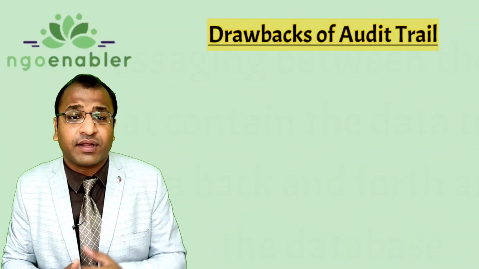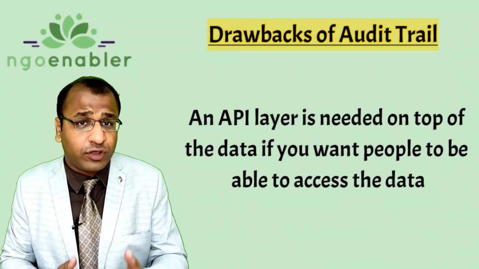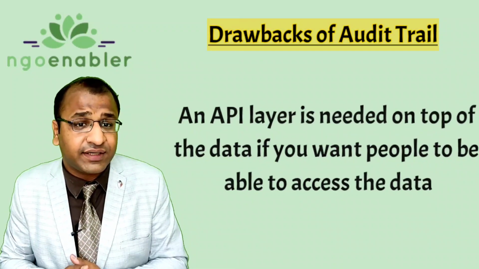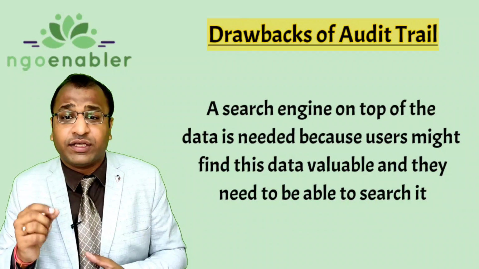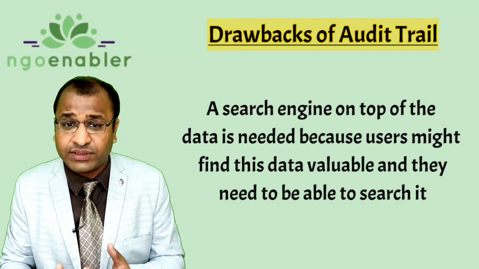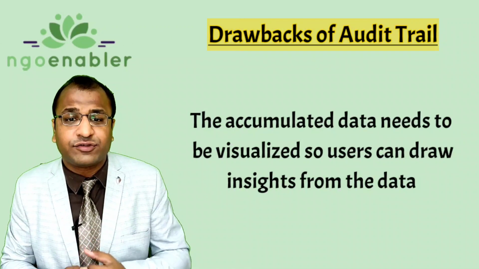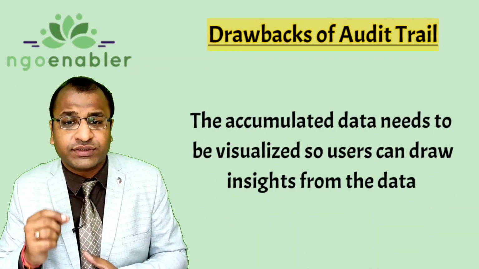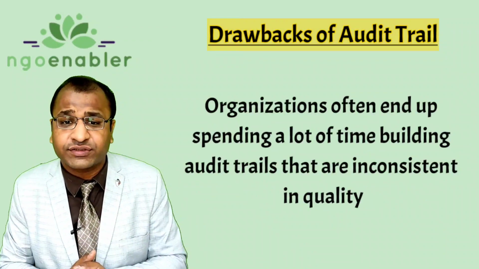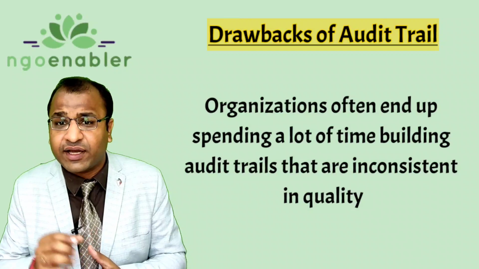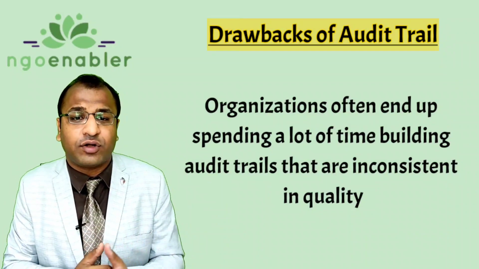An API layer is needed on top of the data if you want people to be able to access the data. A search engine on top of the data is needed because users might find this data valuable and they need to be able to search it. The accumulated data needs to be visualized so that users can draw insights from the data. Unfortunately, organizations often end up spending a lot of time building audit trails that are inconsistent in quality.